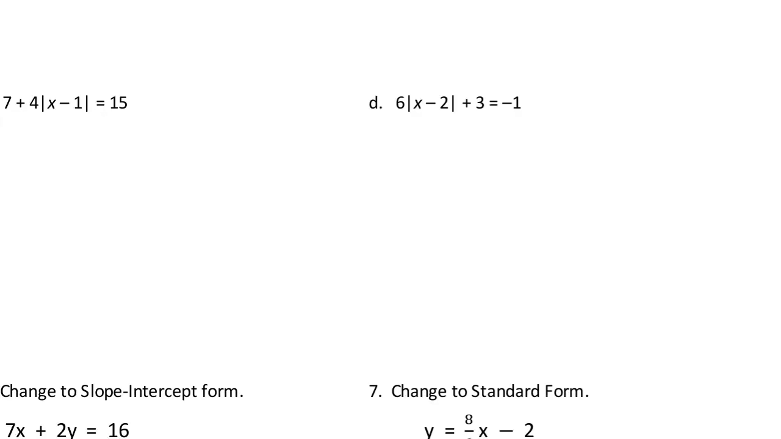Absolute value problem. What are we going to undo first? I've got 6 times the absolute value of x minus 2, plus 3, equals negative 1.